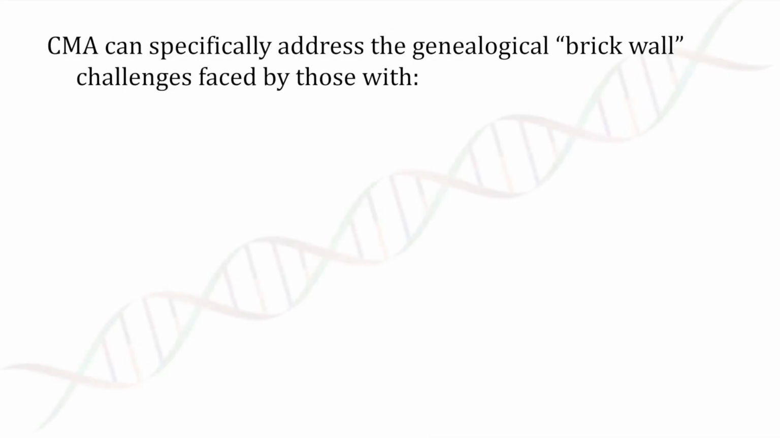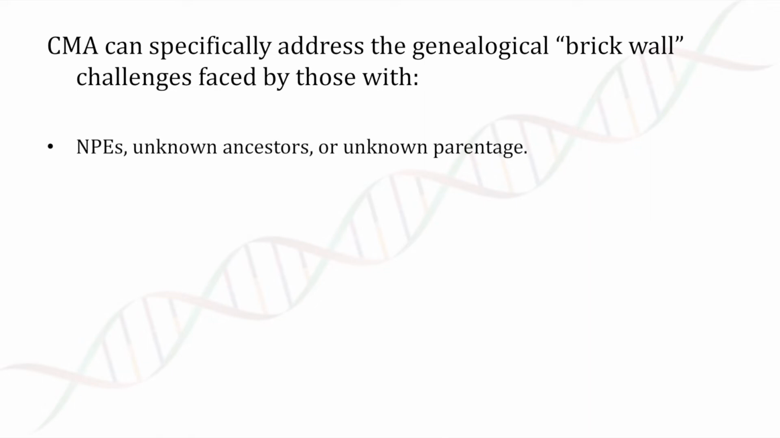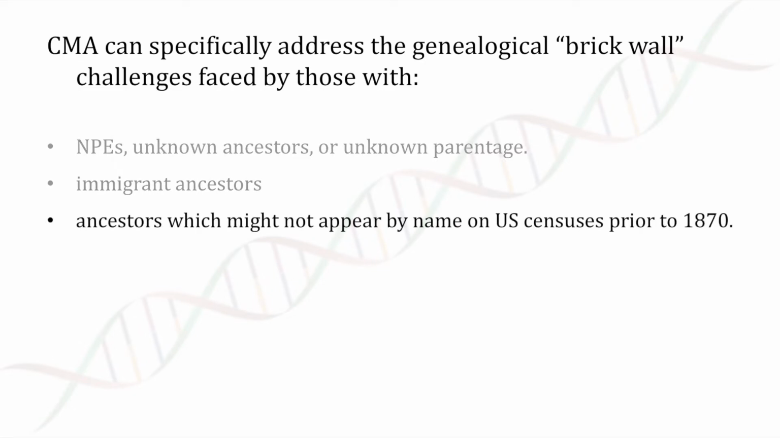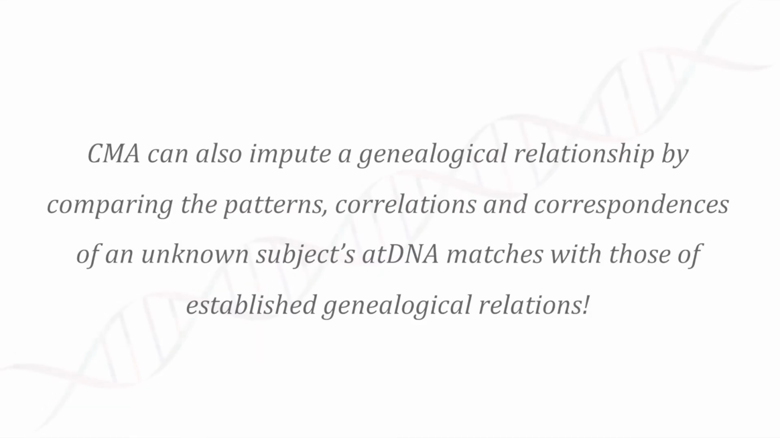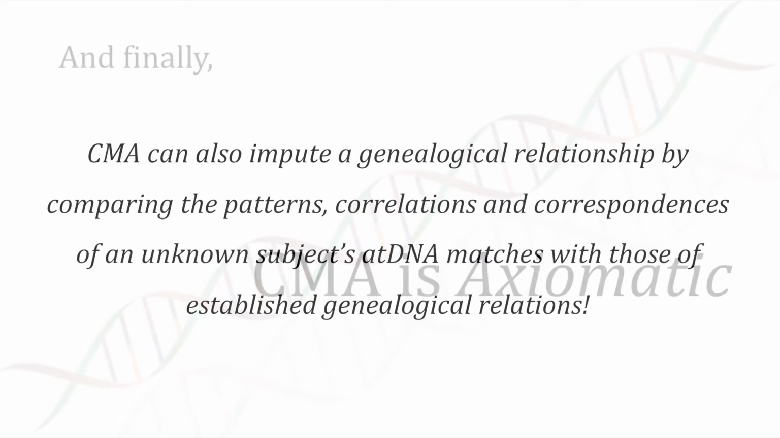CMA can specifically address the genealogical brick wall challenges faced by individuals with non-paternity events, unknown ancestors, or unknown parentage, with immigrant ancestors, and for marginalized populations whose ancestors might not appear by name on U.S. censuses prior to 1870. CMA can also impute a genealogical relationship by comparing the patterns, correlations, and correspondences of an unknown subject's autosomal DNA matches with those of established genealogical relations.